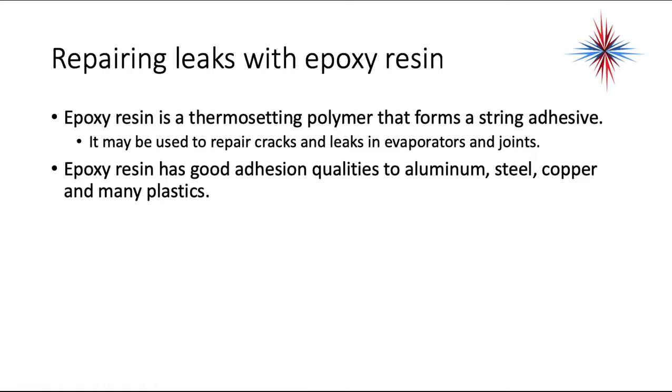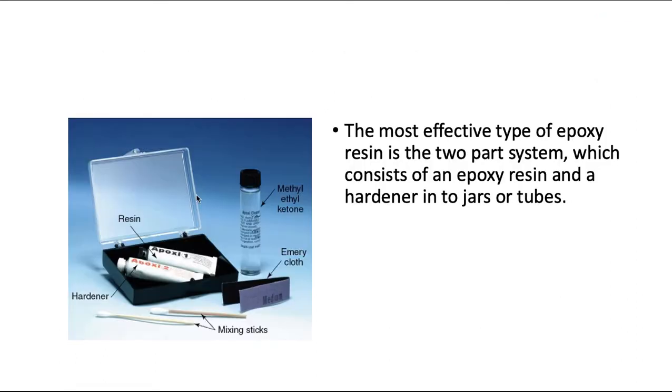Repairing leaks with epoxy resin. Epoxy resin is a thermosetting polymer that forms a strong adhesive. It can be used to repair cracks and leaks in evaporators and joints. Epoxy resin has good adhesion qualities to aluminum, steel, copper, and many plastics. However, again, there hasn't been much luck repairing evaporator coils with epoxy resin.